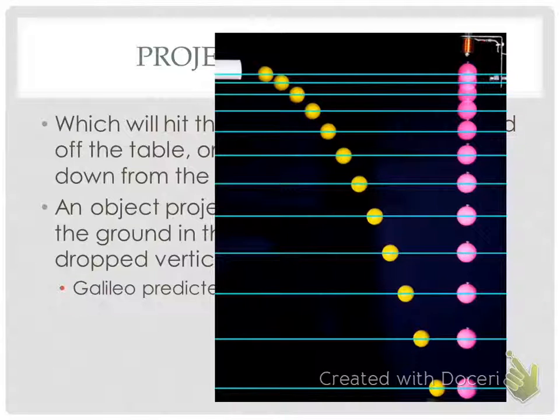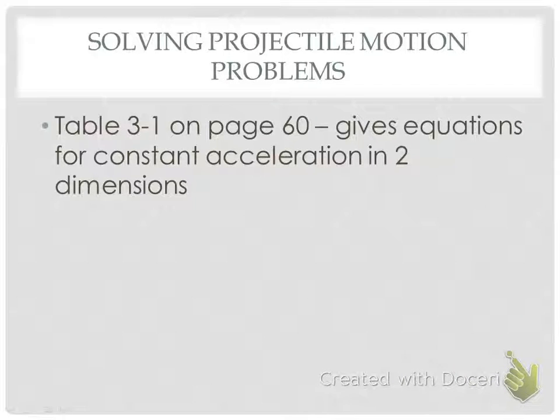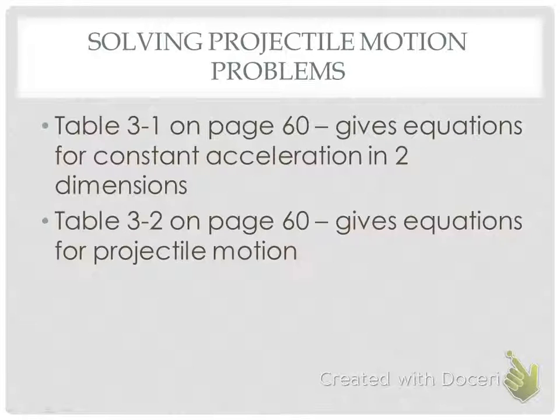All right. So what I want you to do is look on page 60 in your textbook. Table 3-1 is going to give you your regular kinematics equations that we already know. But table 3-2 gives those abbreviated equations to use specifically for projectile problems. So you need to have these equations in your notes and on your equation sheet if you would like that.